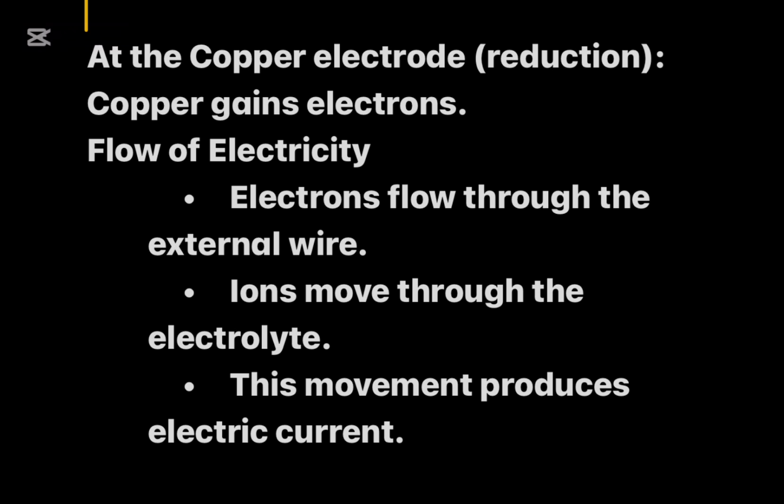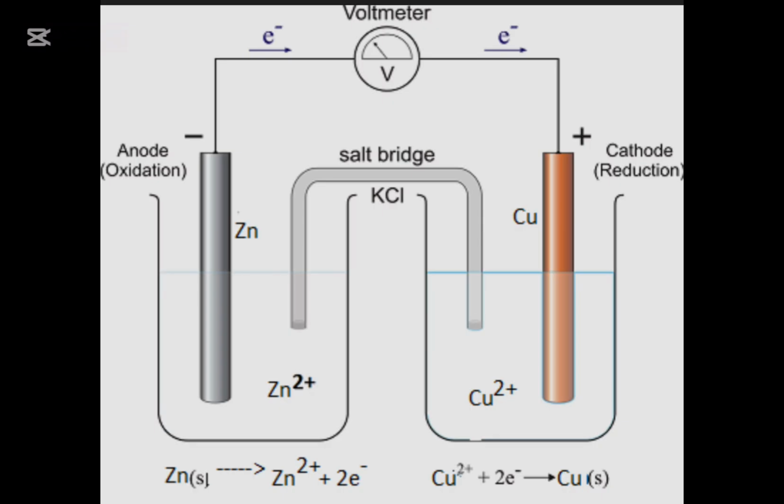Now, the flow of electricity is in this way. Electrons flow through the external wire and ions move through the electrolyte. This movement produces current. That's to say, the movement of the ions produces current. Here's the diagram also showing the copper reaction and how it gains electrons.